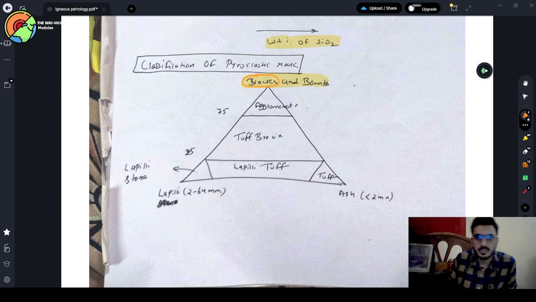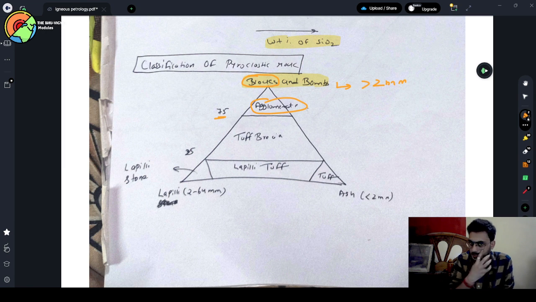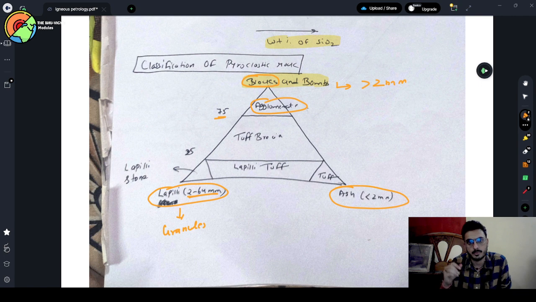Size, if you see, its size will be greater than 2 mm. Now, a combination of block and bomb is known as agglomerates. So if any rock has more than 75 percent of blocks and bombs, we call it agglomerate. Here we have lapilli, okay. Lapilli is small size, okay, granules. Size is 2 to 64 mm. And if it becomes much smaller in size, we call it ash, whose size is less than 2 mm, okay. In between that, we will get a tuff breccia.